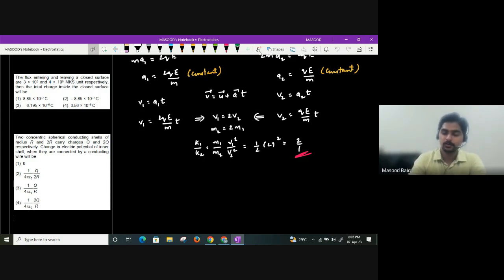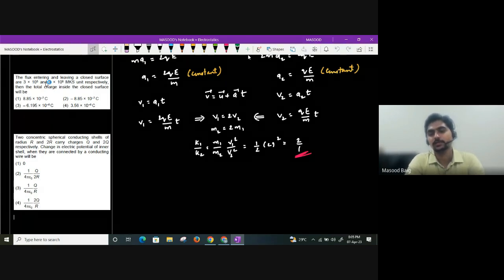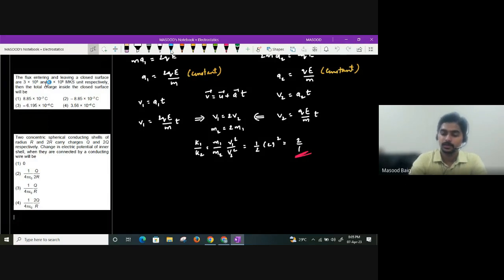Usually, when I talk about a surface, guys, whatever flux is entering usually will be negative, and flux which is exiting usually will be positive. Flux leaving will be positive, flux entering will be negative, guys.